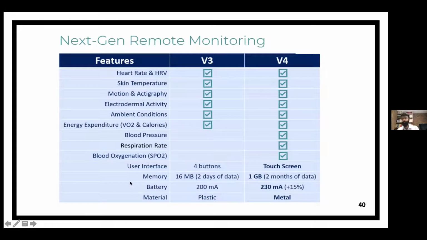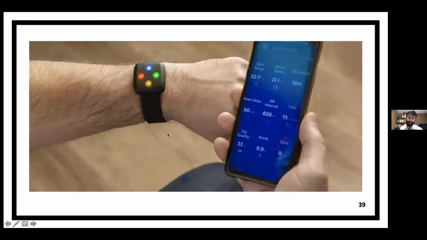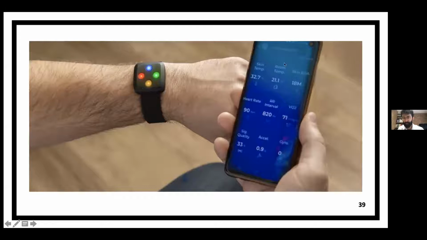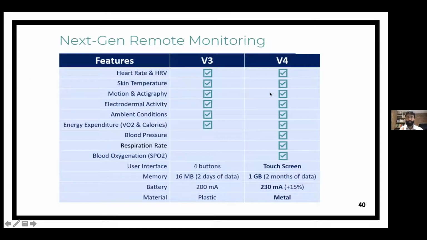What exactly are we measuring with this particular Hop device? In version 3, the version that you're seeing over here, we have heart rate and heart rate variability. It measures skin temperature, motion and actigraphy, and electrodermal activity. Electrodermal activity refers to the estimation of the conductance across your skin as measured by your sweat, and I'll talk to you about why that's important in a second. It also measures ambient conditions, right? You can see here that there's room temperature as well.